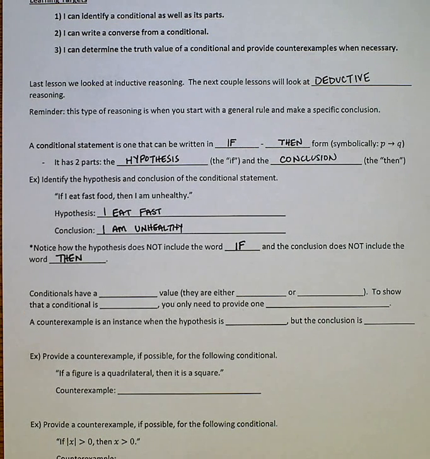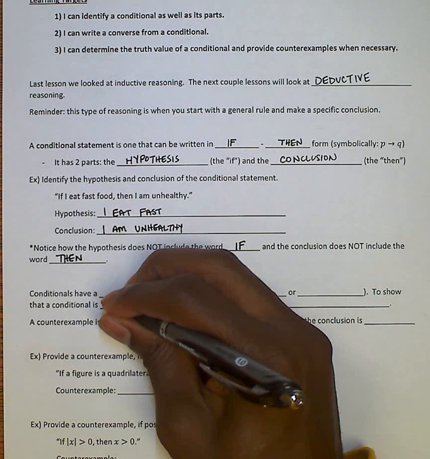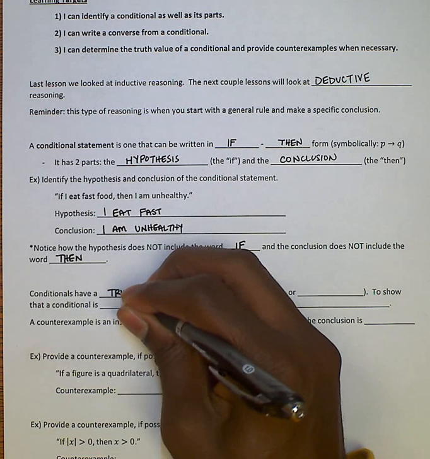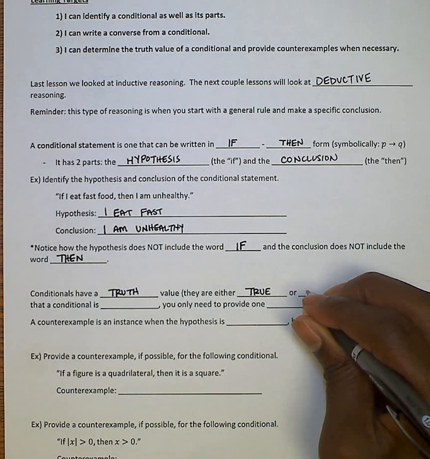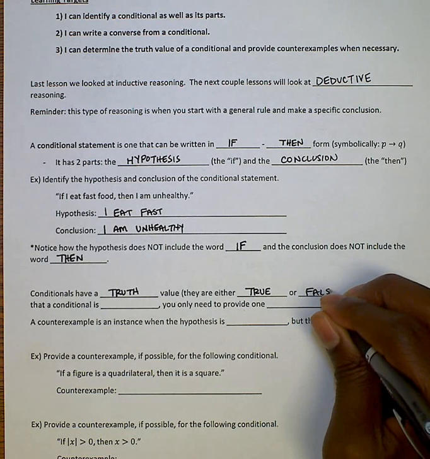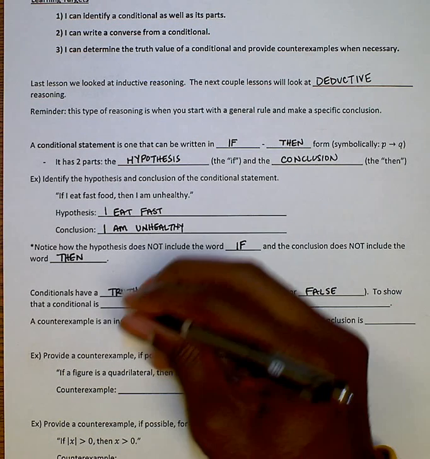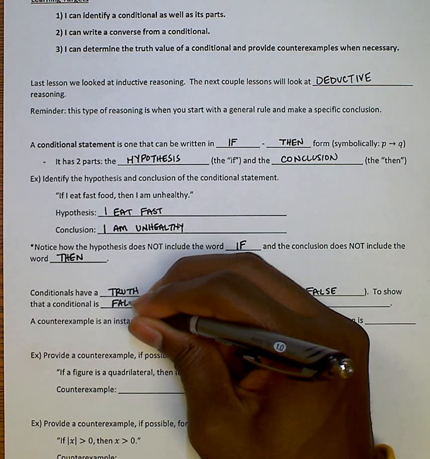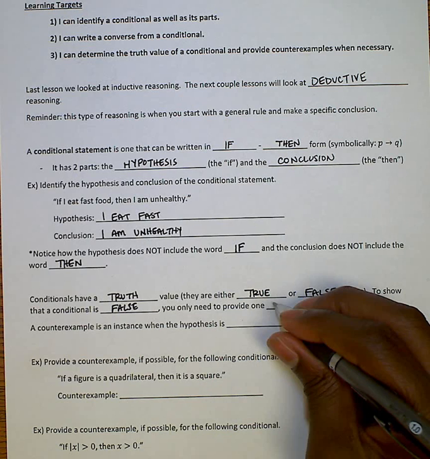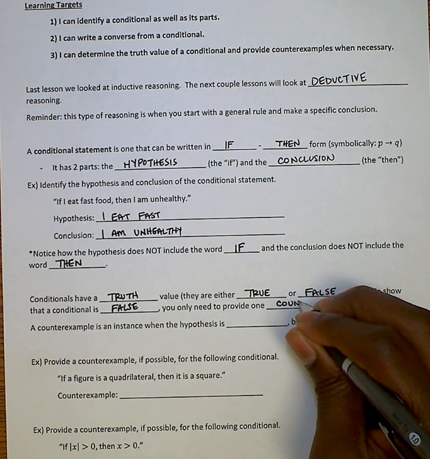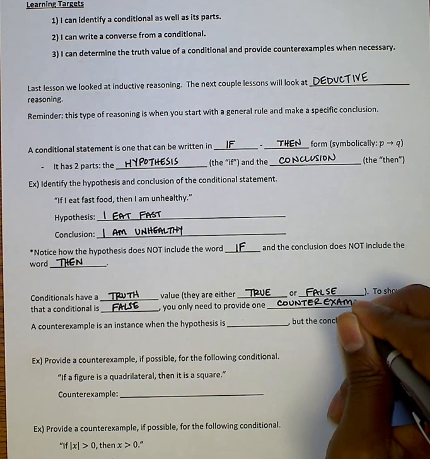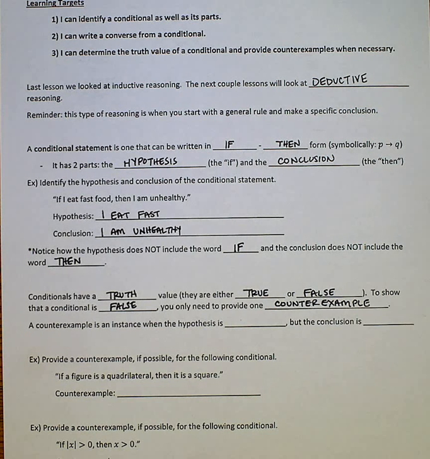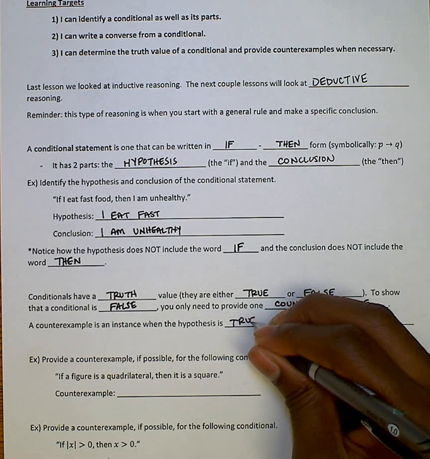Conditionals have a truth value. They are either true or false. So truth value just means is it true or is it not? And to show a conditional is false, just like before, you only need to provide one counterexample, an example that something is opposite of what you just said. A counterexample is an instance when the hypothesis is true, but the conclusion is false.